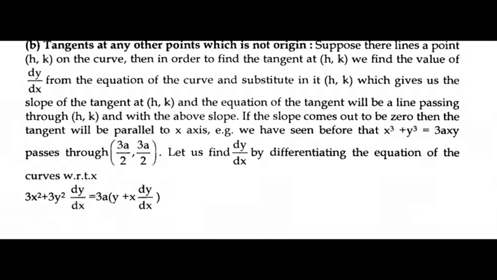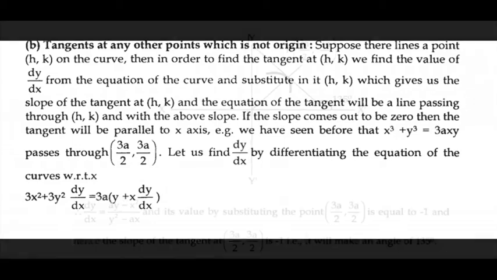Now to find the tangent at this point, differentiate this with respect to x. The derivative of x cube is 3ax square, 3y square into dy by dx is equal to 3a times y into the derivative of x, that is, 1 plus x into dy by dx.